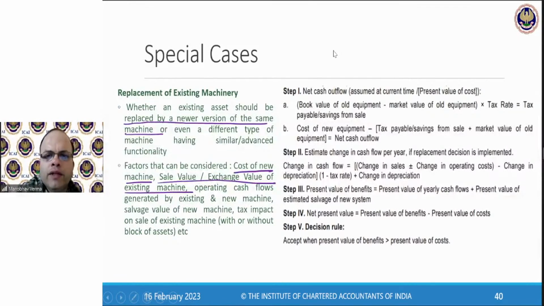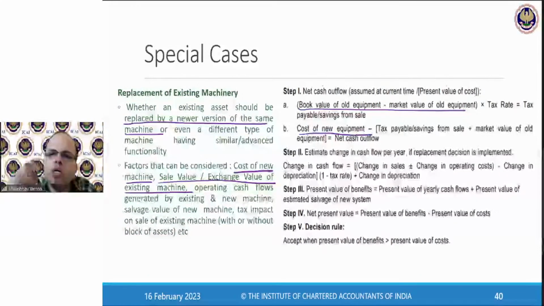You have a step 1 where you have a net cash outflow, wherein you talk about book value of the old equipment minus market value of the old equipment. What is that? This is basically from a perspective of the sale, book value of the old equipment minus market value, right? So whatever the gain or loss, that is the cash outflow is one part. Then we're also talking about cost of new equipment, right? That cost of new equipment can be probably adjusted with whatever the sale value of the existing equipment and any tax saving or payment.